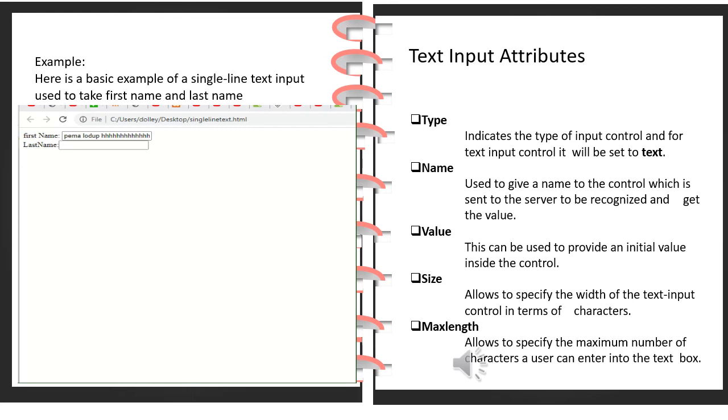The size attribute allows you to specify the width of the text input control in terms of characters. The maximum length attribute allows you to specify the maximum number of characters the user can enter into the text box. That's all. Thank you.